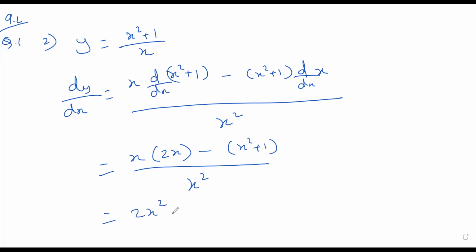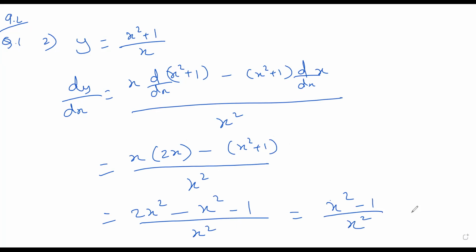This will be 2x square minus x square minus 1 upon x square. This is x square minus 1 upon x square. This is your answer. Actually, this is also easy. Now the next one.